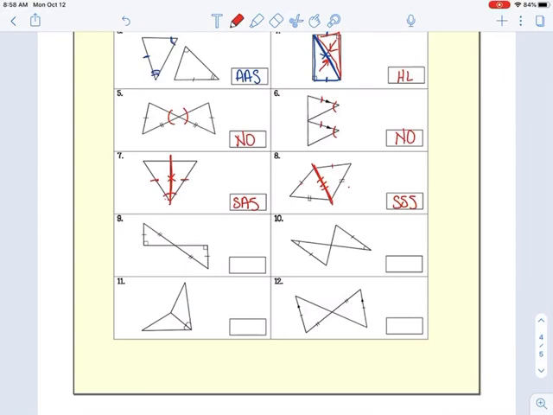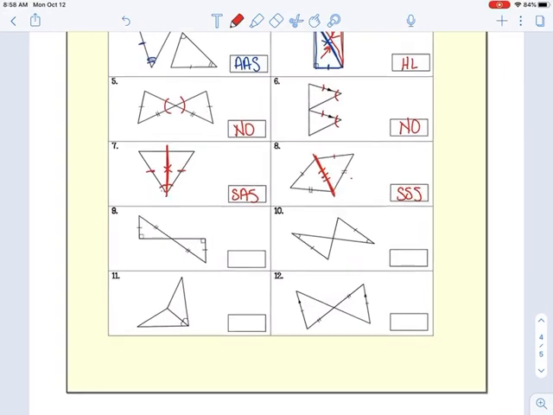For number 9, I have, again, 2 right triangles, and I know that because of the little box in the corner here. And again, I have the sides marked opposite the right angle. So that's my hypotenuse of each one of those triangles. And then those 2 sides are legs. So that one's going to be hypotenuse leg.